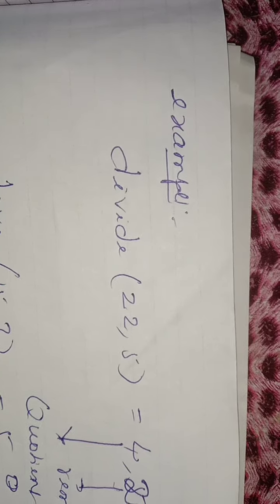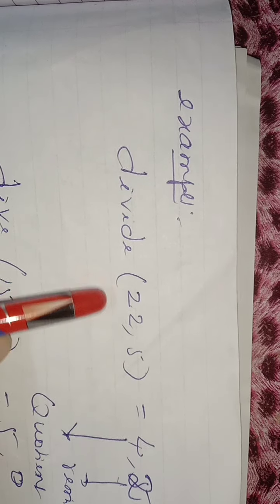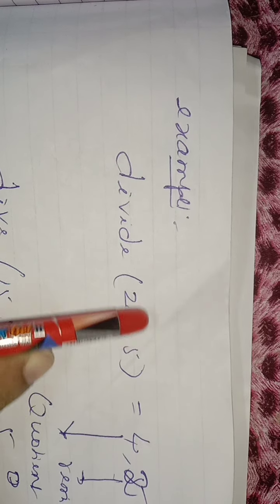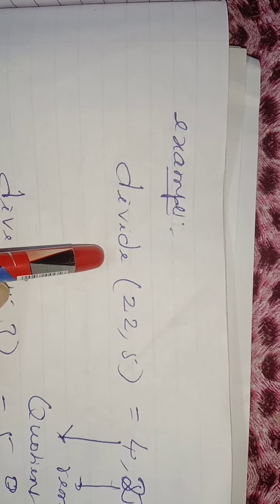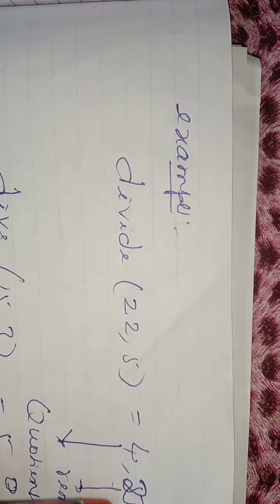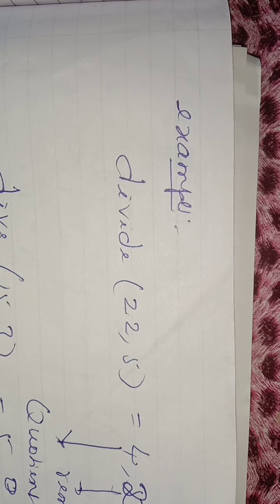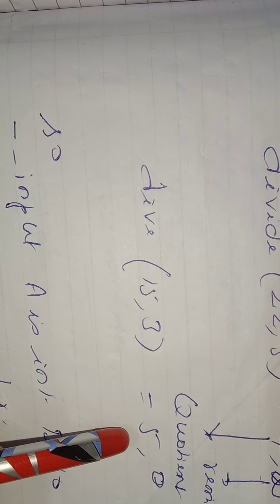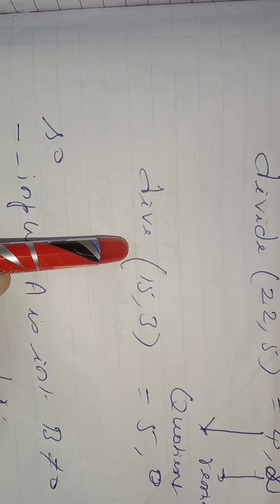Could you give an example regarding that? Shall I tell you, the example: you are dividing 22 by 5. What happens? 4 is the quotient, 2 is the remainder. So 22 and 5 are the input, divide is the function, and the output is 4 and 2, quotient and remainder. Another example: division of 15 comma 3. Quotient is 5, remainder is 0. So input is 15 and 3, output is 5 and 0, but the function is divide.